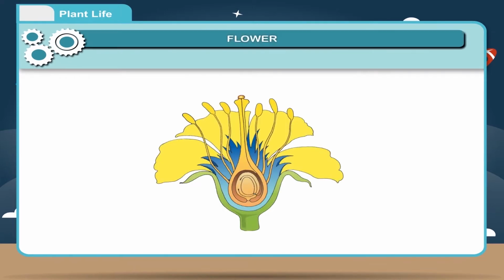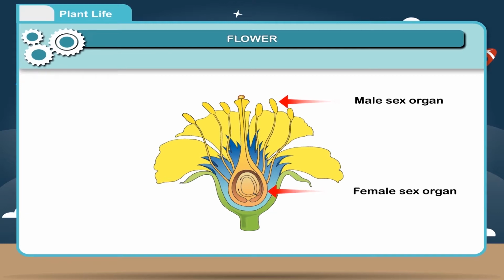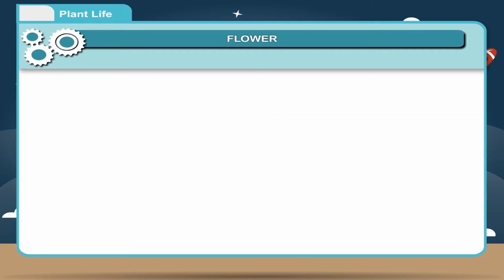Flower. Flower is a modified shoot that bears reproductive parts. Flowers grow from the stem of the plant and are the reproductive part of a plant. It is an essential part of the plant because it bears male and female sex organs which are helpful in further multiplication of the species of the plant.